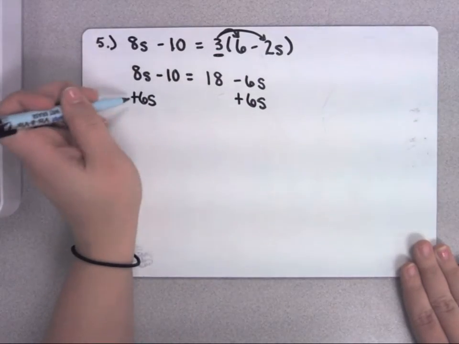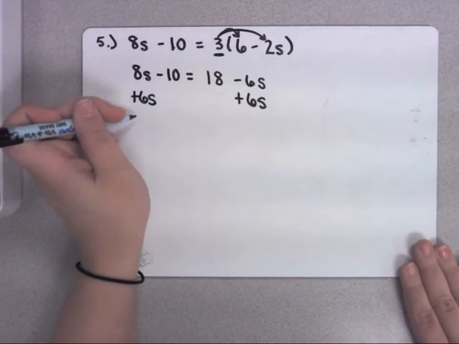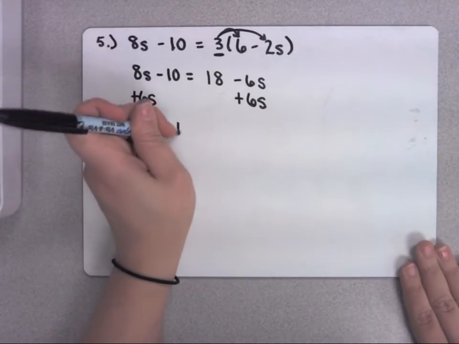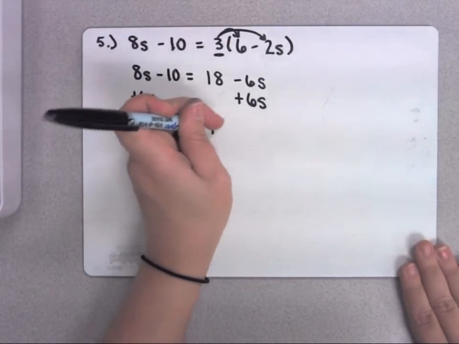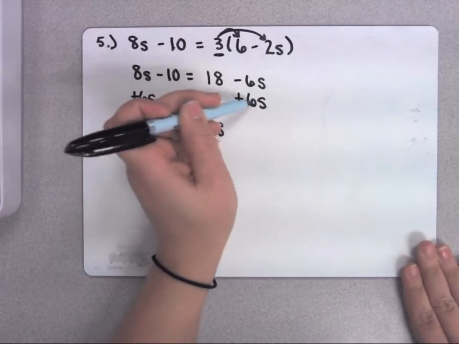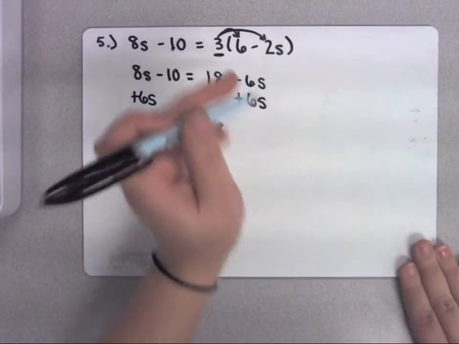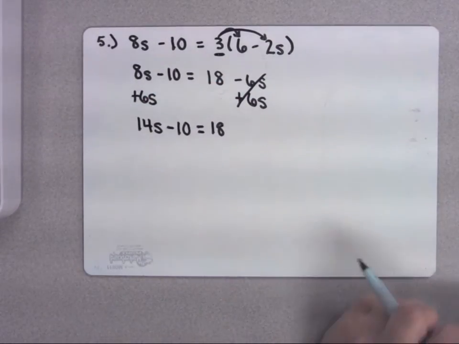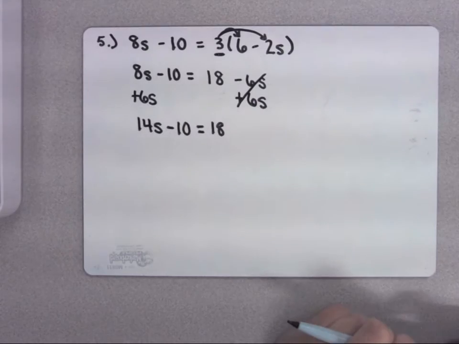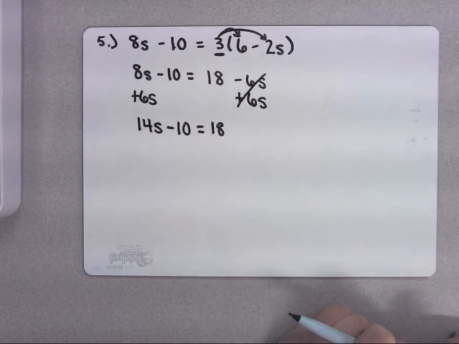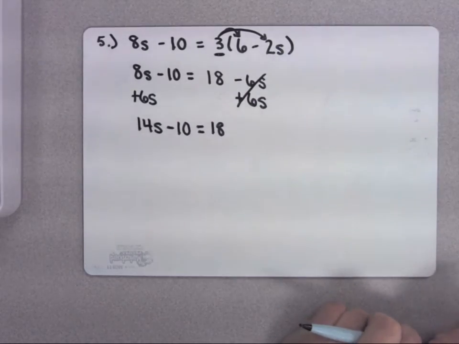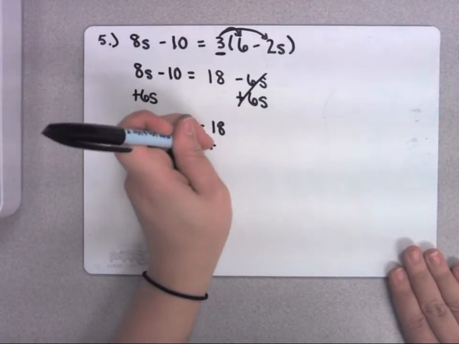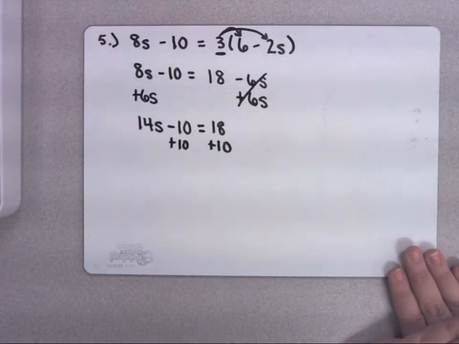So 8 s's plus 6 s's is how many s's? 14 s's. Bring down everything we did not use. What happens with the -6s and the plus 6s? They cancel out, so then they're gone. Now we only have one variable. What do I do next? Okay, add 10 to both sides so they're like numbers.